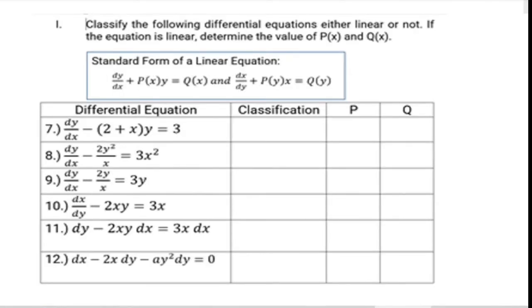We have here another set of differential equations to be classified. The time allotted is 30 seconds. Similar to the previous, if you need longer time, you can pause this video and play this again after answering.